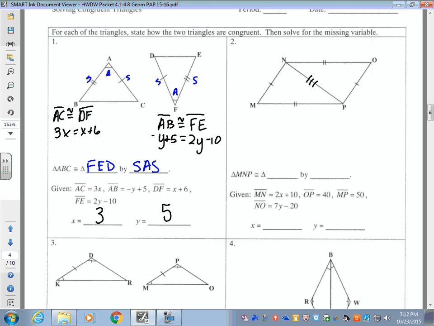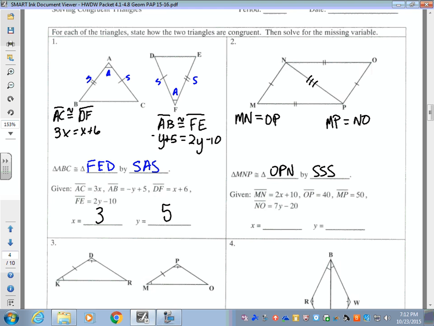So I go MNP, which means 1 tick mark, 3, 2. So that means that I would have to do the same thing. So 1 tick mark would be O, 3 would be P, and then N. And this would be side, side, side, because I have 3 sides that are congruent. And I think you can see that. So I'm hoping you see that MN is equal to OP, and MP is equal to NO.